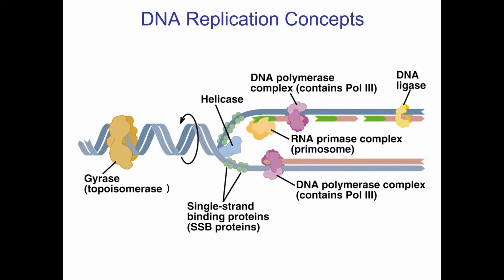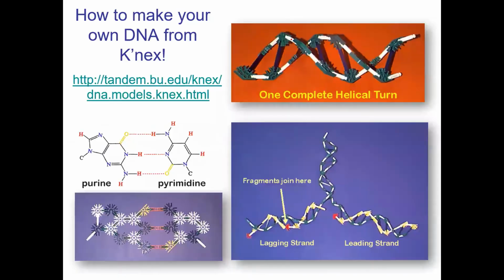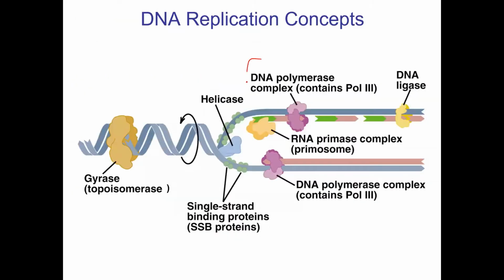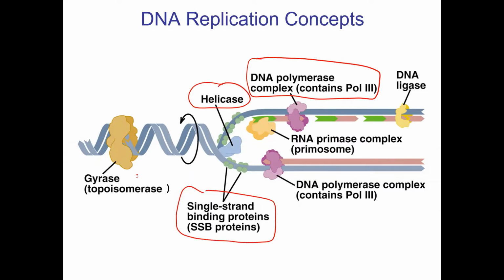So we have 5 or 6 different enzymes or proteins. We have the DNA polymerase. We have the helicase. We have the single-stranded binding proteins. We have the topoisomerase. You can see it has another name there, which is gyrase, but I'm being consistent with the textbook, so I'm just going to use topoisomerase. We also have the RNA primase, which is usually just called primase. And then we have the ligase, the DNA ligase.